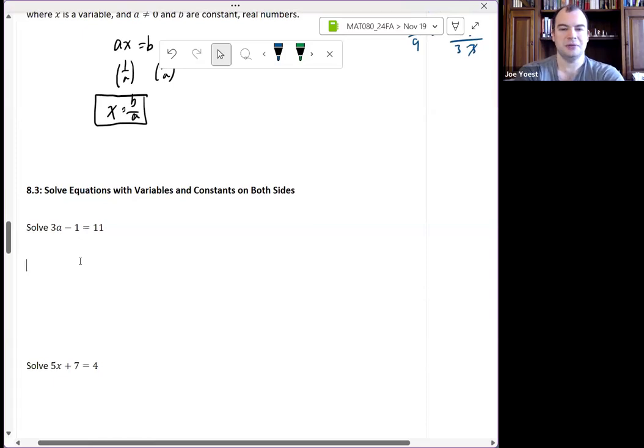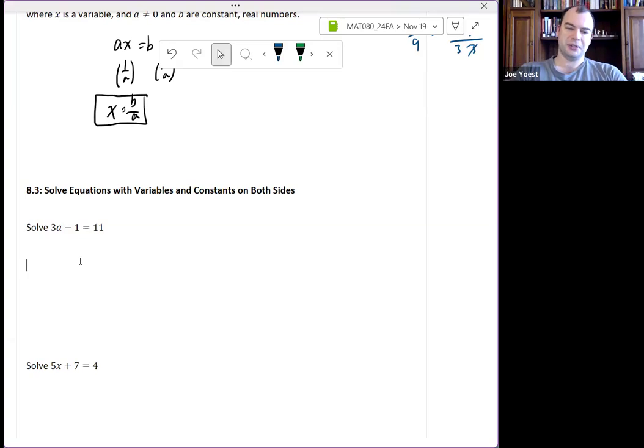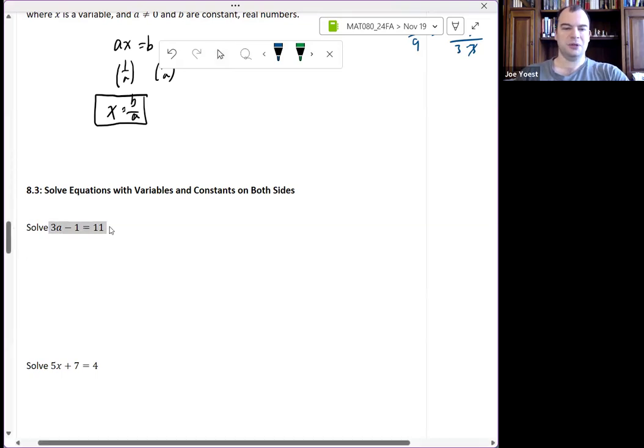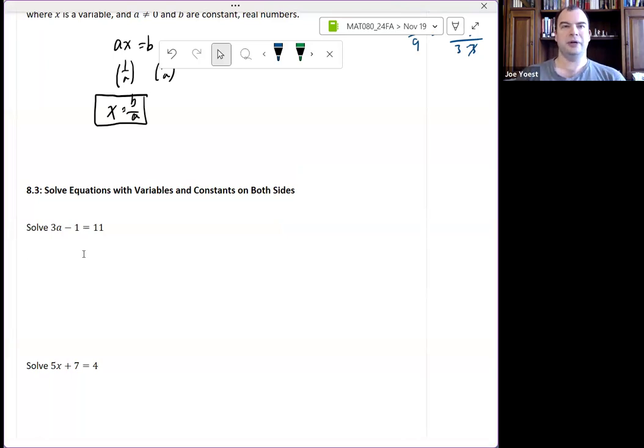Now, something like this, in section 8.3, I have a situation where I need to do two equation solving steps. I always want to simplify first. In this case, I don't have anything I can really simplify, but sometimes I will. I simplify first, then I do an equation solving step, then I simplify as much as I can. Then I do, if I need to, another equation solving step and simplify as much as I can. And I keep repeating that process until I get the solution.